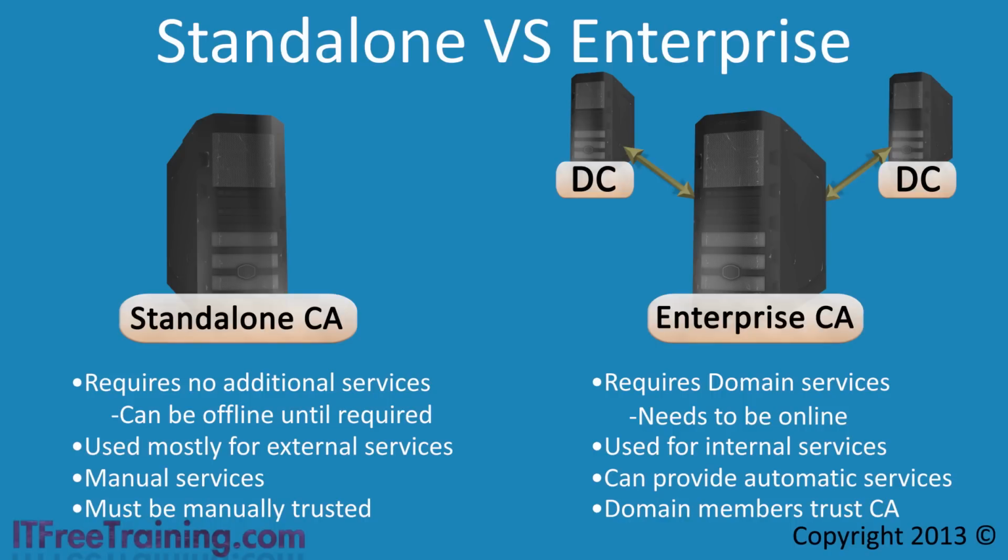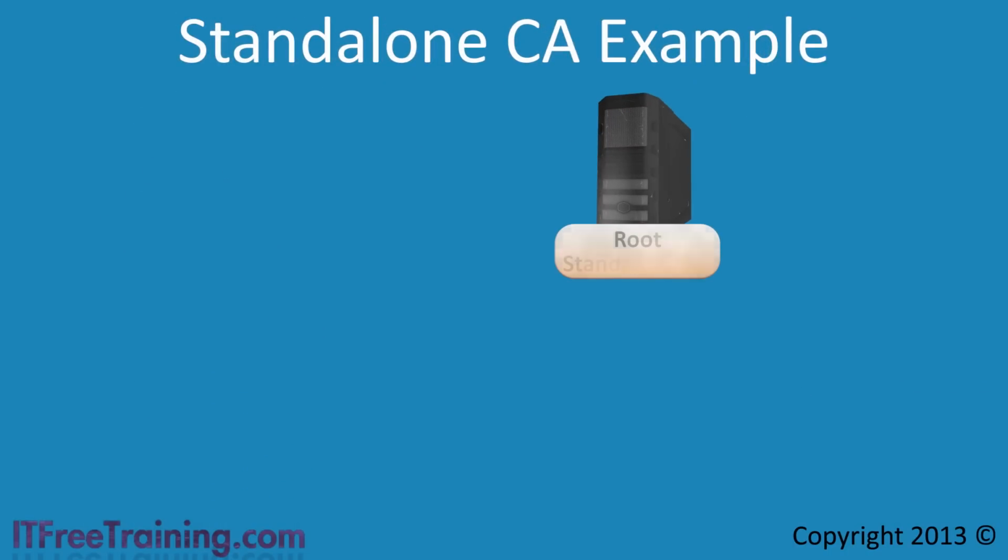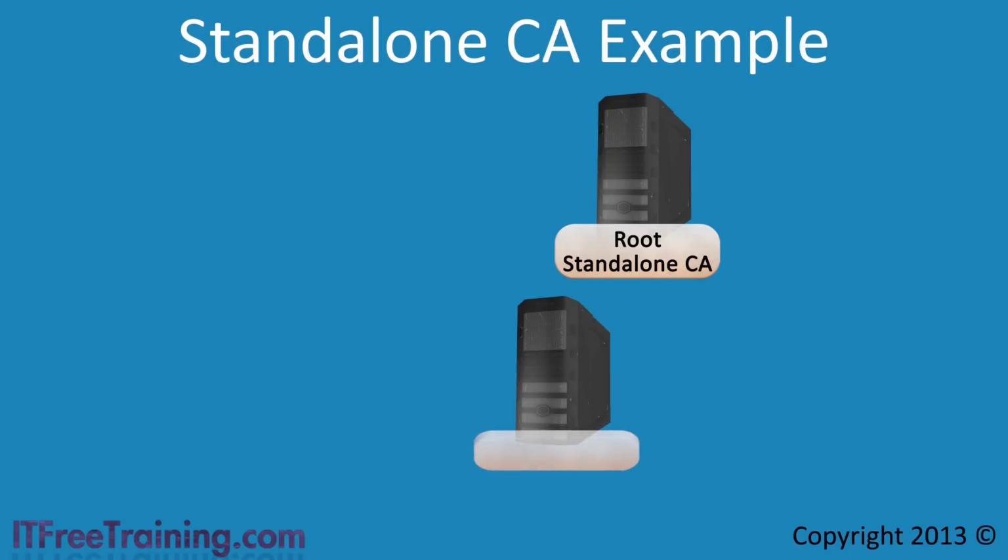It is important to understand the difference between a Standalone CA and an Enterprise CA, so I will now go through an example of each. In this example, a Standalone CA is created. To protect the root Standalone CA, a second subordinate CA is created. In later videos, I will cover how subordinate CAs work. For the present, think of it as a CA that can issue certificates on behalf of the root CA to clients. In order for the subordinate CA to issue certificates, the root CA will issue it a certificate.